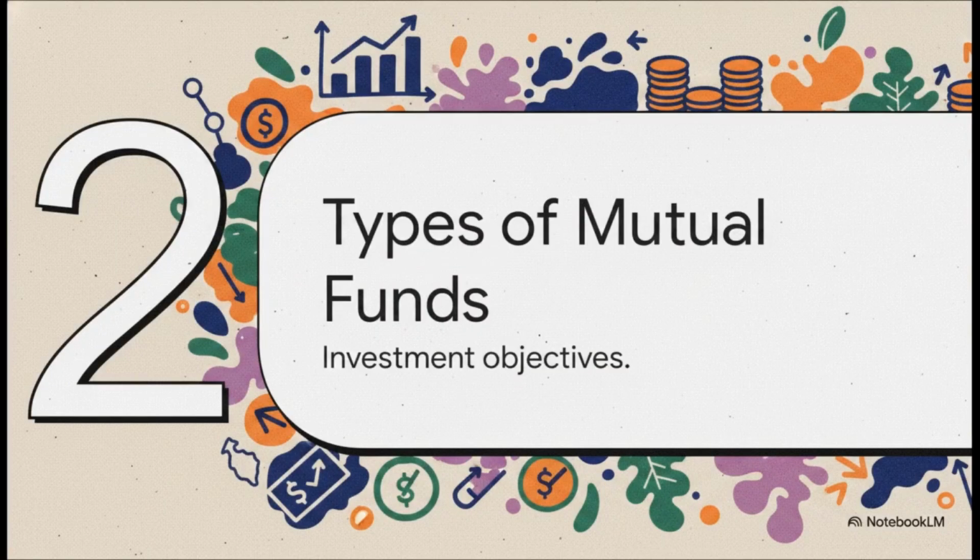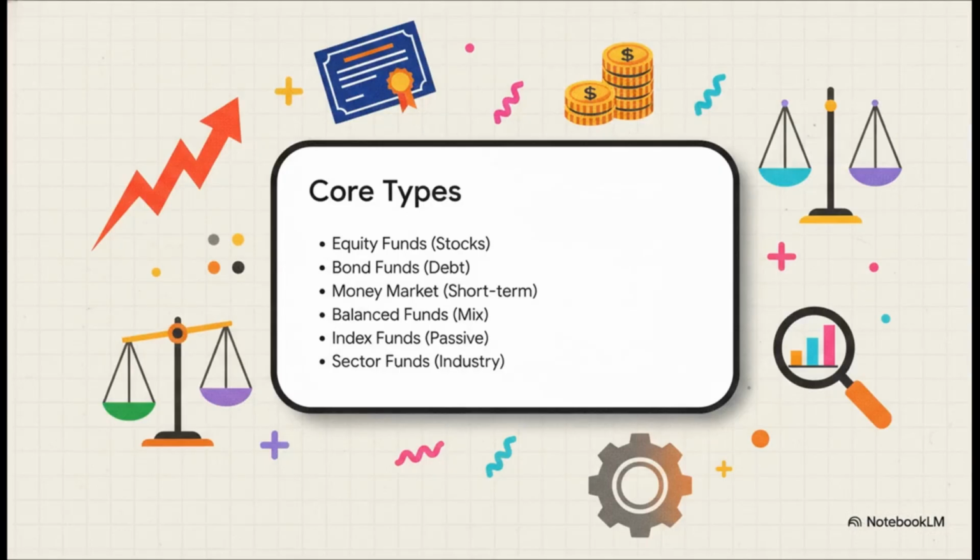Section 2. Types of mutual funds. Categorizing investment objectives. Not all funds are created equal. In Figure 4, we've laid out the 6 core types of mutual funds, and they all serve totally different goals. You've got equity funds for high growth and high risk, bond funds for steady, predictable income, money market funds for keeping your cash safe and liquid in the short term, balanced funds, which are exactly what they sound like, a nice mix of stocks and bonds.